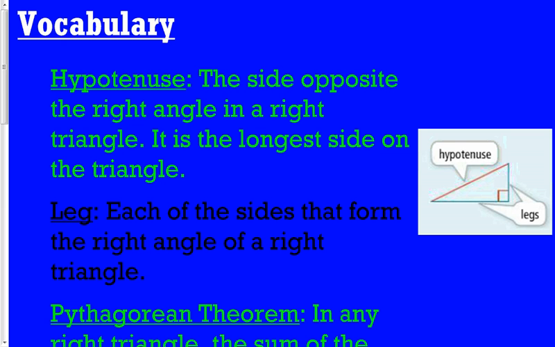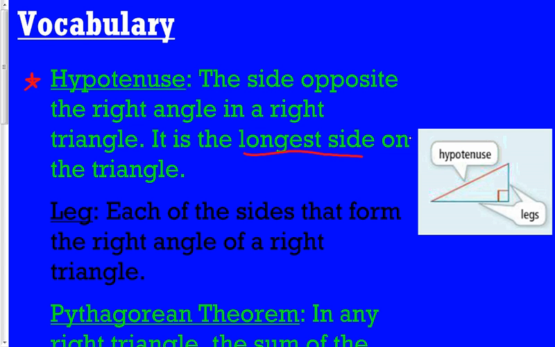So let's start off with a little bit of vocabulary. First, you've got to know the parts of a right triangle. I'm going to quickly review those. The first part is the hypotenuse. The hypotenuse is the side opposite the right angle in a right triangle. It is also the longest side of the triangle.